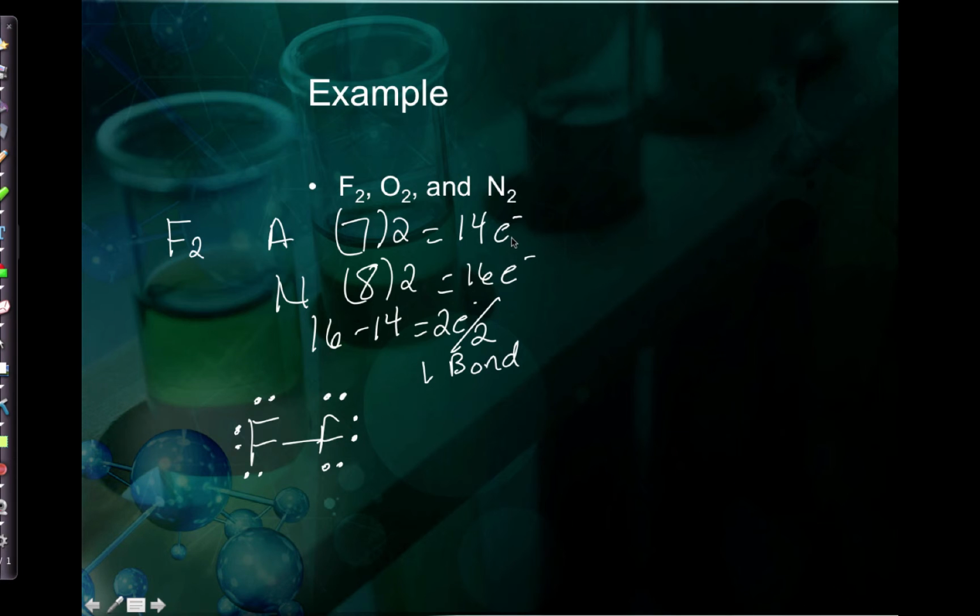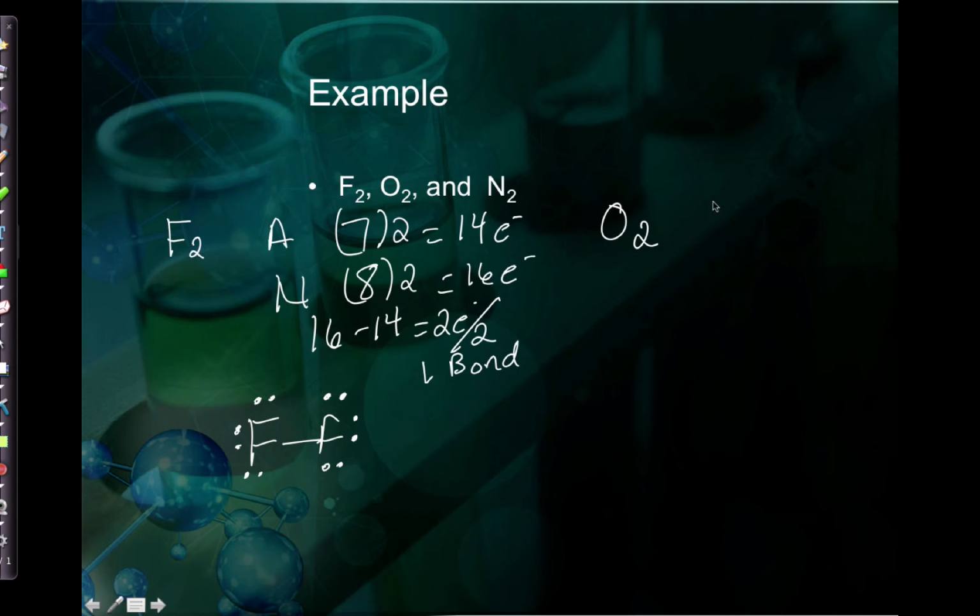So now what I need to do is make sure I've used up all my 14 electrons, and only 14. So 2, 4, 6, 8, 10, 12, 14. All right, so everything's satisfied. I've used up my electrons, so now I can move to the next. So let's look at O2.